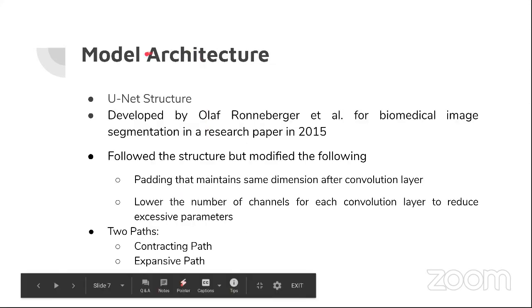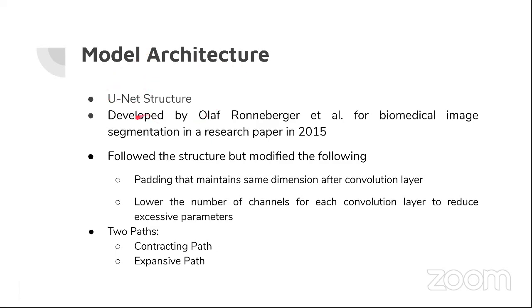So now that we have the augmented data, it's time to actually build the model to start training. With the professor's guidance, we found that the U-Net architecture for CNN to be the most appropriate method to implement here. This is a structure developed by Olaf Ronneberger and his team for biomedical image segmentation in a research paper back in 2015. So we utilize this structure and slightly modify it according to our needs.